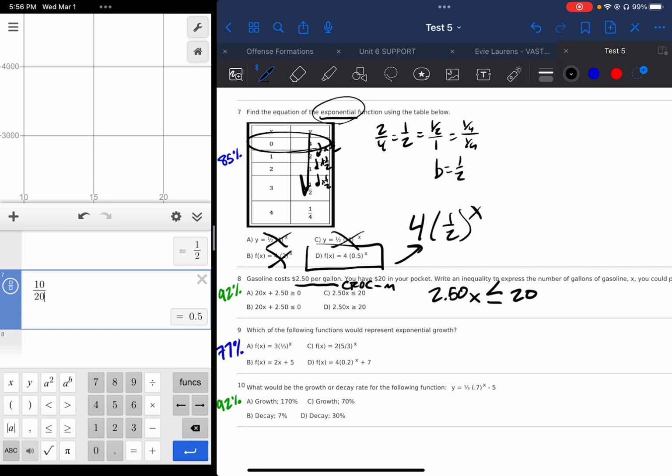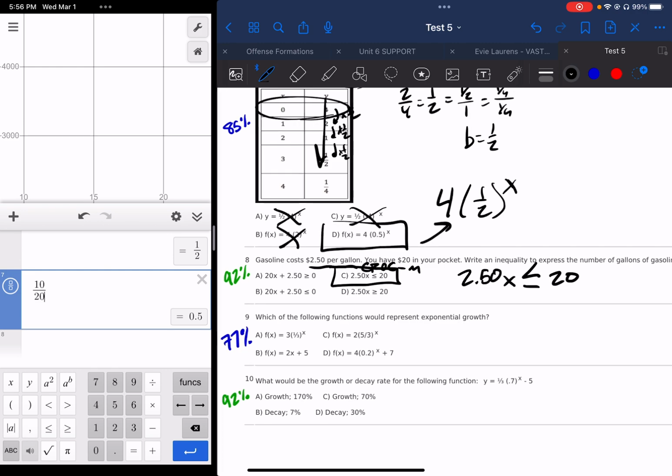20. All right, and you'll see that these answers have them all on the same side. You could probably get that done by just subtracting, but you should notice here the 20 is with the X, and X is representing number of gallons, so neither of those are correct, and the one that matches our equation is C. Good, 92% was good.